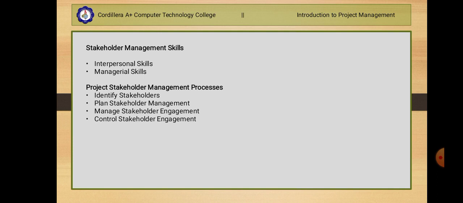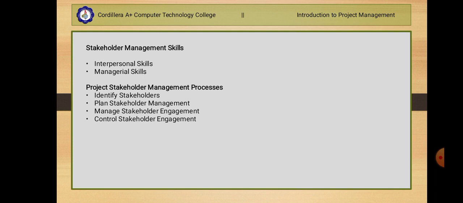Okay, so on our stakeholder skills, stakeholder management is both art and science, since it involves dealing with people, and people are inherently non-linear and unpredictable. So there is no one-size-fits-all strategy or tool that will work while managing them. However, the project manager may use a few traits and techniques while managing stakeholders, which are classified as interpersonal and managerial skills.